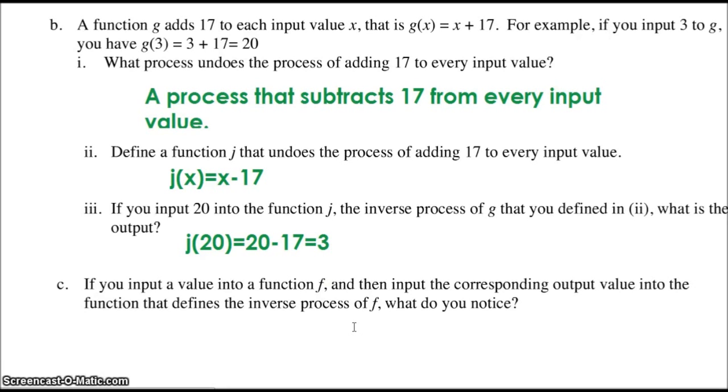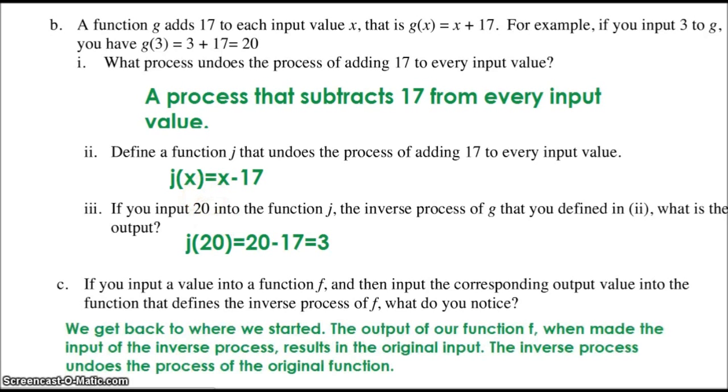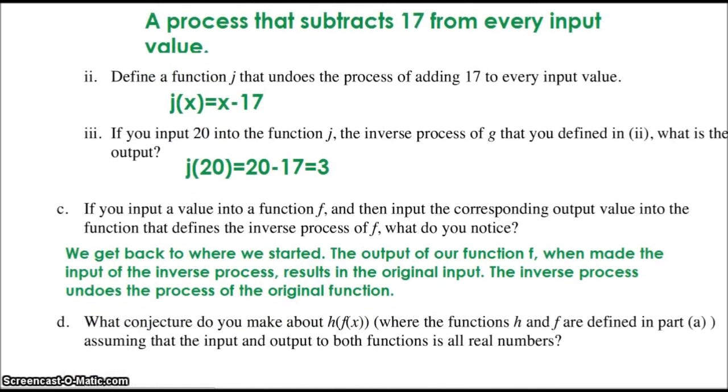If we input a value into some random function f, and then take what we got, our output value, and we put it into the function that defines the inverse process of f, we just get back where we started. We saw that with g and j here. When we take something into g and we get our output, then if we plug that output into j, we get back where we started. We get the input. The output of our function f, when made the input of the inverse process, results in the original input. The inverse process undoes the process of the original function.